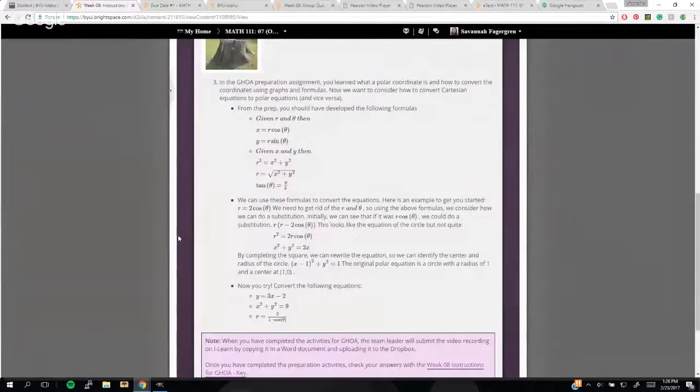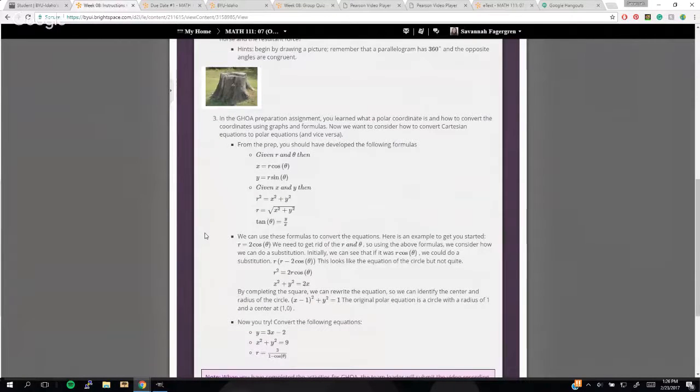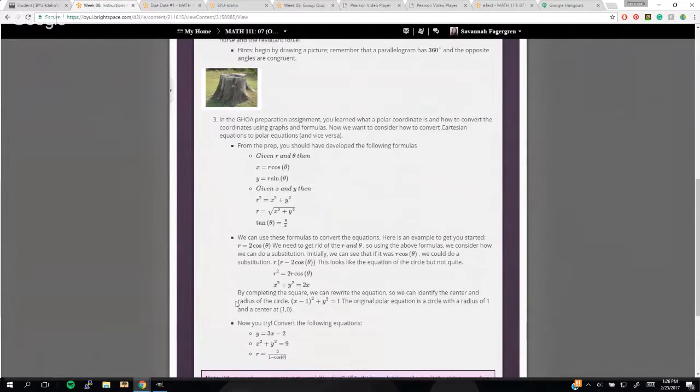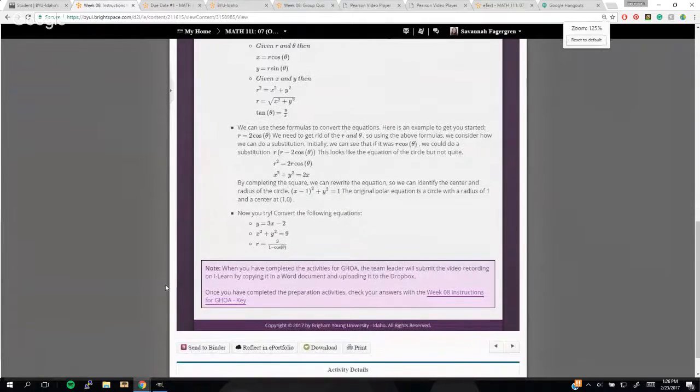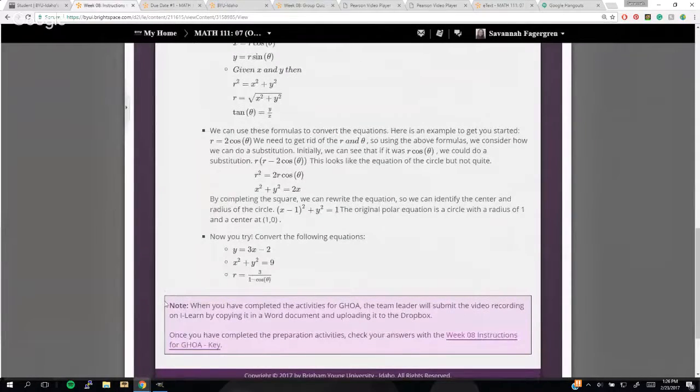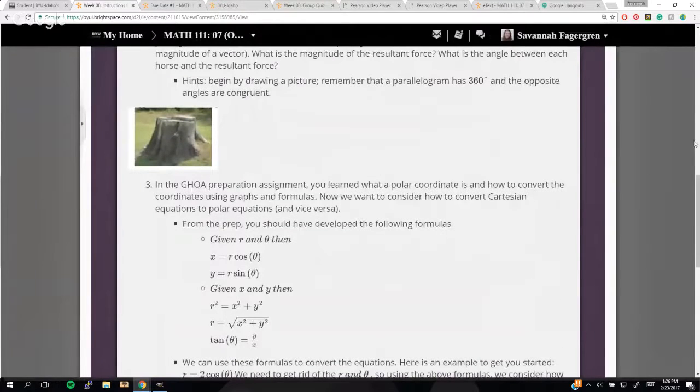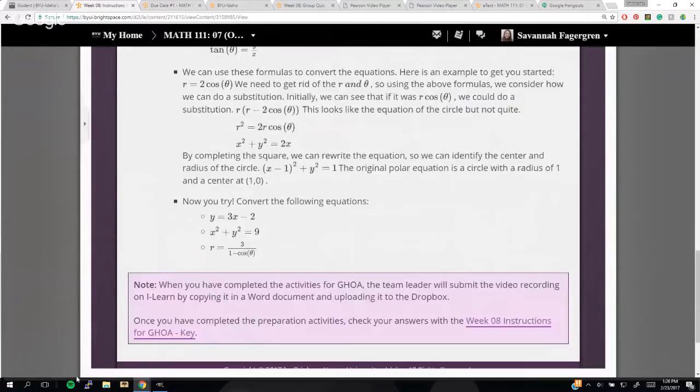Oh yeah, this is the one that I had a bit of a problem with. So we need to convert the following equations, and he gives us three. I think it's already telling you that we already did this. Well, yeah, he kind of walks us through the steps. Okay, I see.